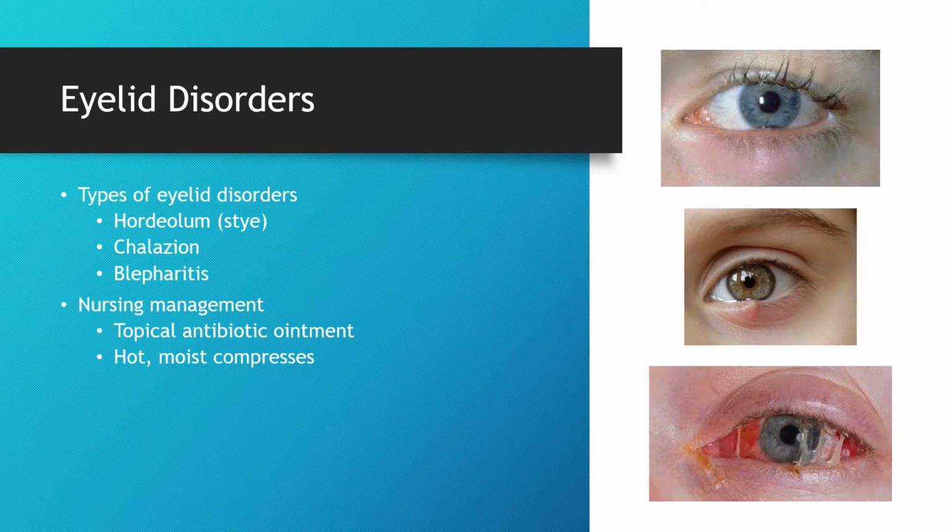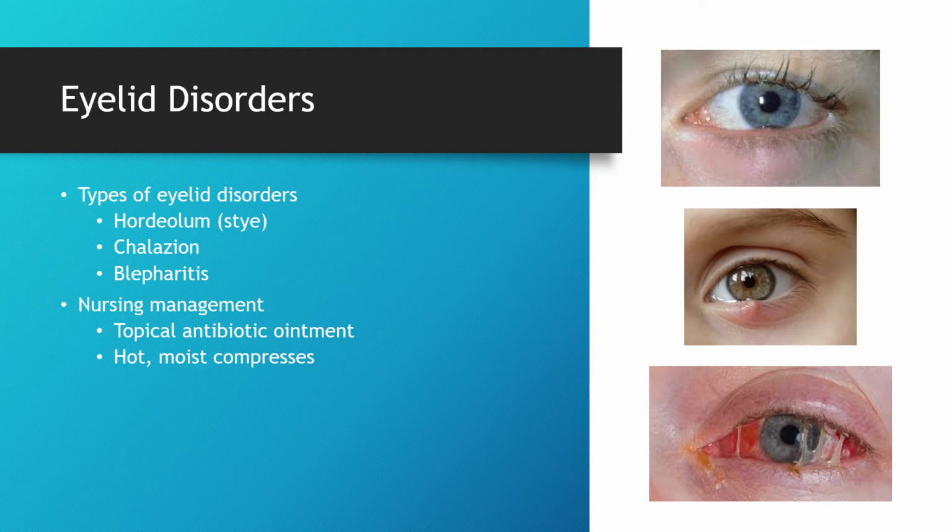Some of the eyelid disorders that we're going to talk about are hordeolum, which is just a stye. It's also known as a stye. It's that localized infection of a sebaceous gland of that eyelid follicle. Antibiotic ointment is usually used as a treatment for those styes.